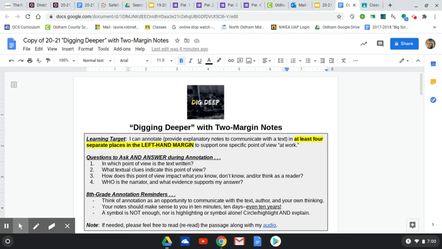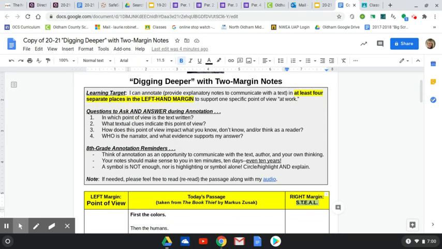And let's take a look again at the reminders about annotation. In 8th grade, annotation is really just a fancy word for explanatory notes. So when we think of annotation, we want to think of this as, again, an opportunity to really communicate with the text, the author, and even just get our own thinking down. Our notes should make sense to us, not just in 10 minutes, but 10 days from now, even 10 years. And remember that a symbol is not enough, nor is highlighting, and a symbol should not stand on its own. We need to circle, highlight, and explain. I've also kept the audio there for you, so if you're going to reread, as you probably should, the text with a new focus, you also have that option.